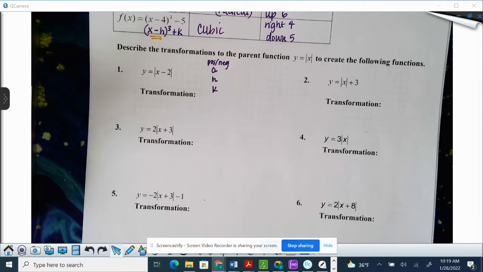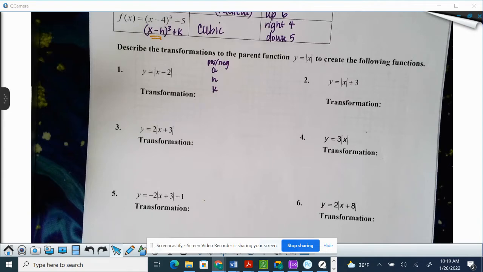Is it compressed or stretched? Did it go left or right? Did it go up and down? I'm sorry, the first up and down would be more like a flip over the x-axis. So like a happy smiley face quadratic, sad face, positive to negative. So flip would be your positive, negative.